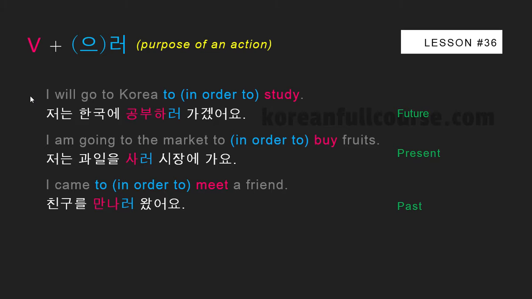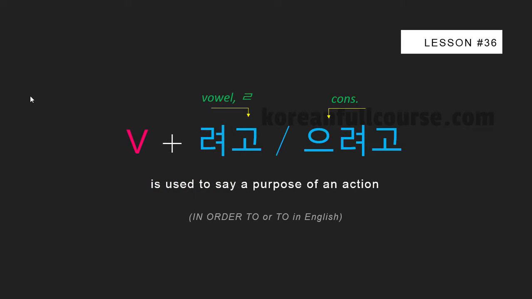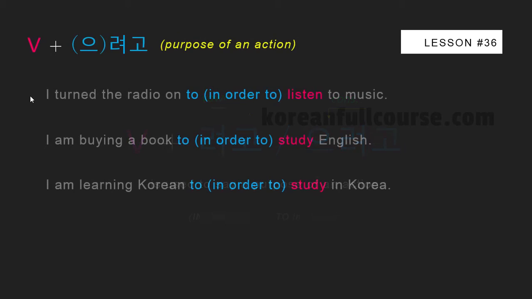Also, you need to use tense suffixes just once, at the end of a sentence. The next grammatical construction is 려고, 으려고. It has the same meaning as 로 and 으로, but used in different situations. Pause the video and see if you can translate these sentences into Korean.